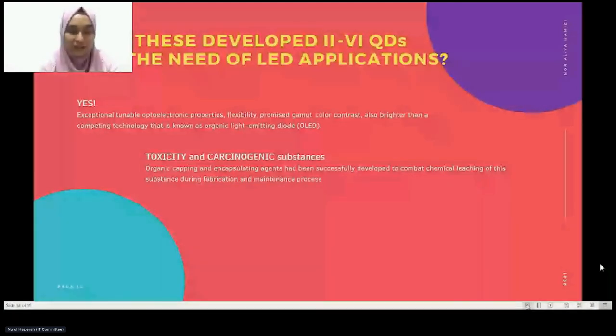I would like to conclude my sharing for today with this question. Does this developed II-VI quantum dot suit the needs of light emitting diode (LED) applications? I personally will answer yes, due to its exceptional tunable optoelectronic properties. It offers flexibility, wide color gamut, contrast, and is brighter than the competing technology known as organic light emitting diode (OLED).